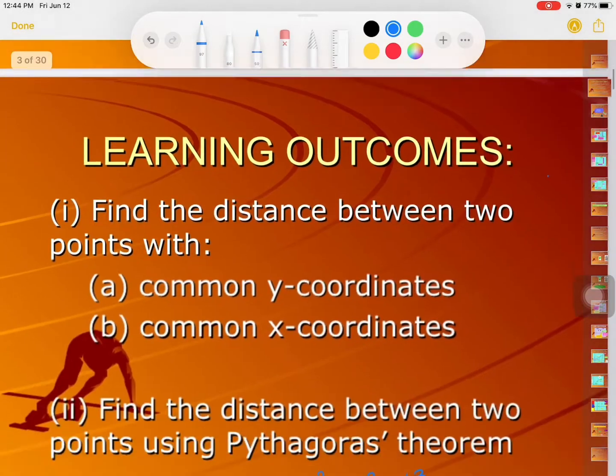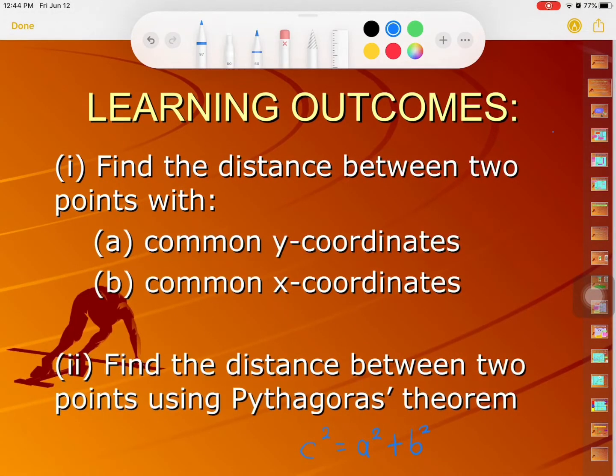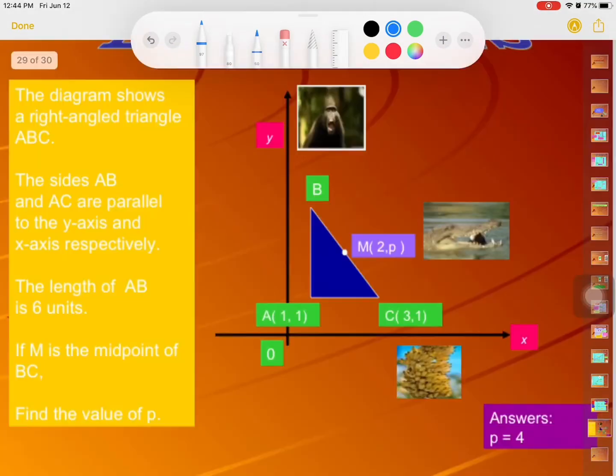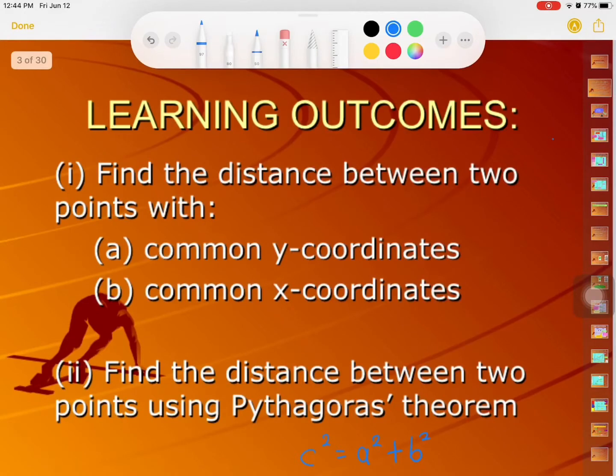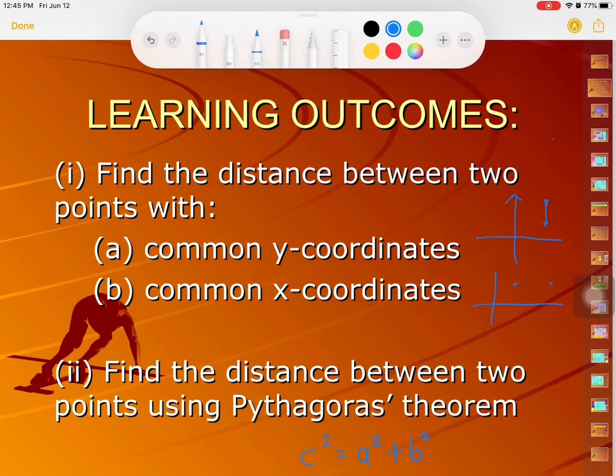Next, the learning outcome is that you'll get to find the distance between 2 points with common y coordinates and common x coordinates, where you'll get to see the points might be in the same y coordinate and might be in the same x coordinate. And number 2, you'll get to find the distance between 2 points using the Pythagoras Theorem.